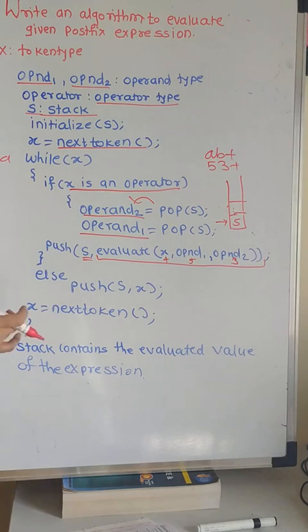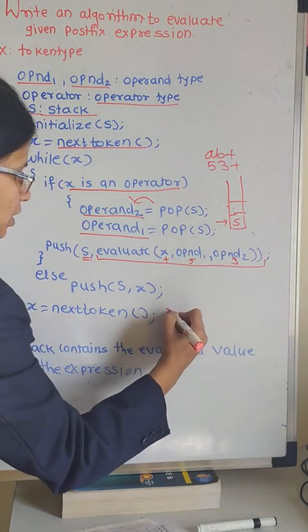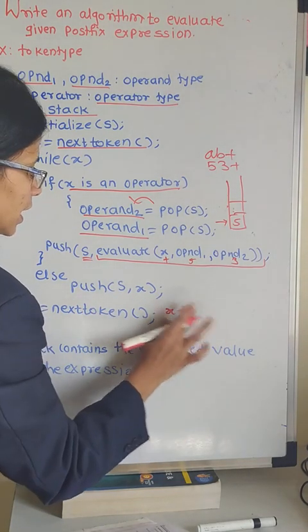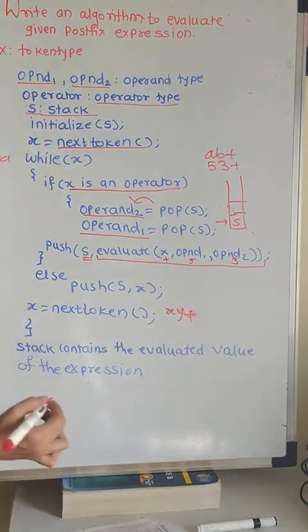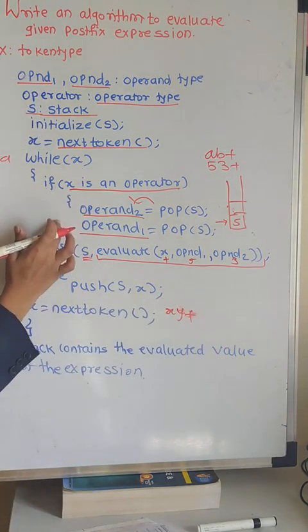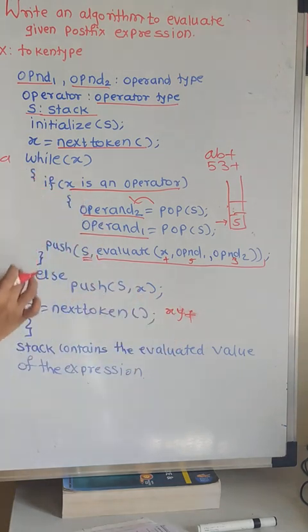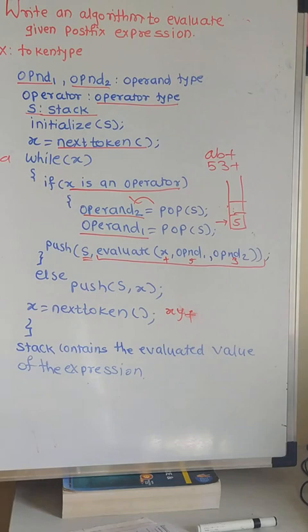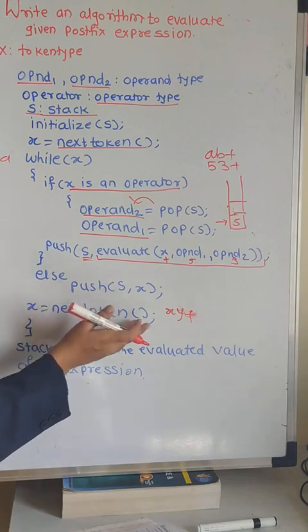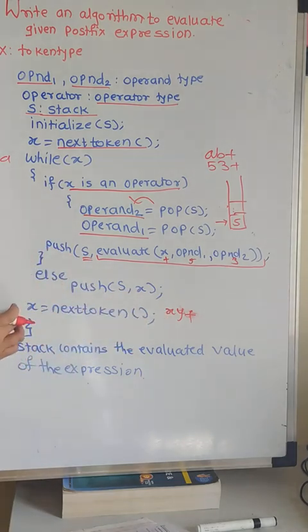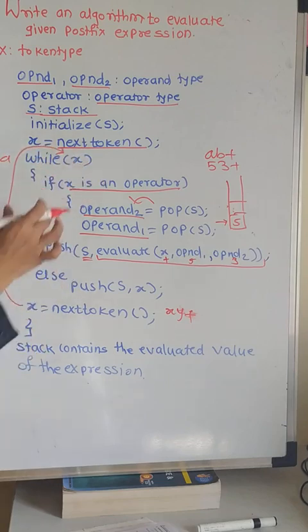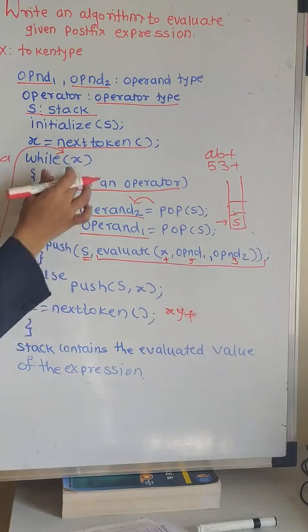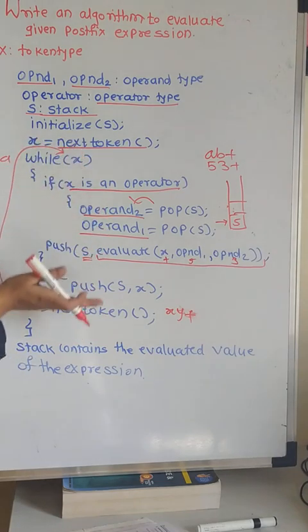What to check: whether the tokens are finished. Suppose your string is x y plus. First check for the x and perform this, for the y do this, and if it is an operator then do this part. So check for the next token. If it exists, store it inside x, again go to the while loop, and perform these things repeatedly till the end of your expression.